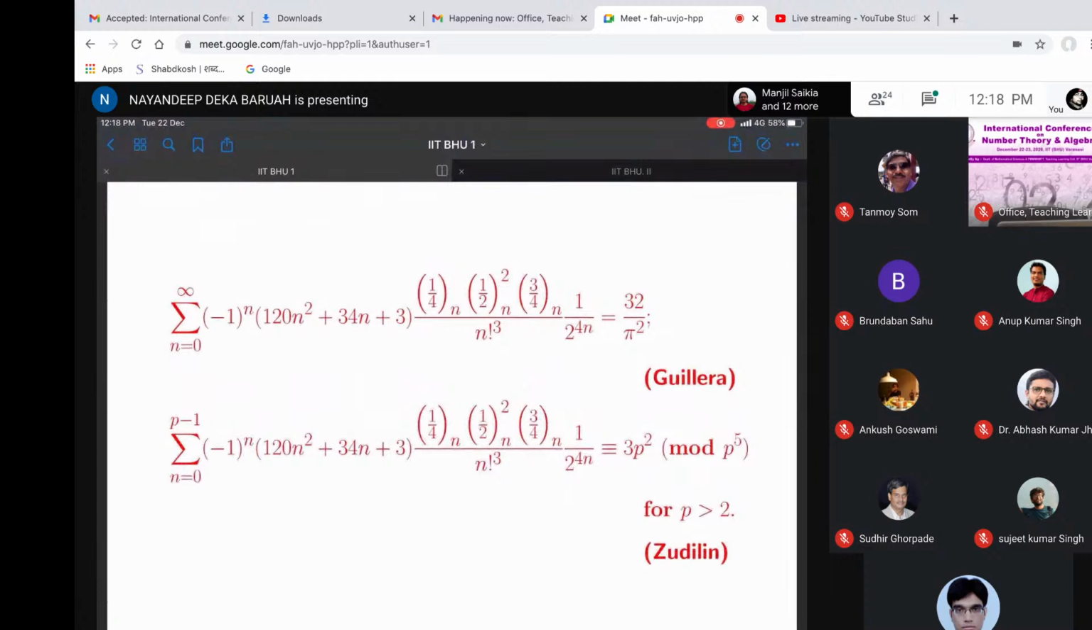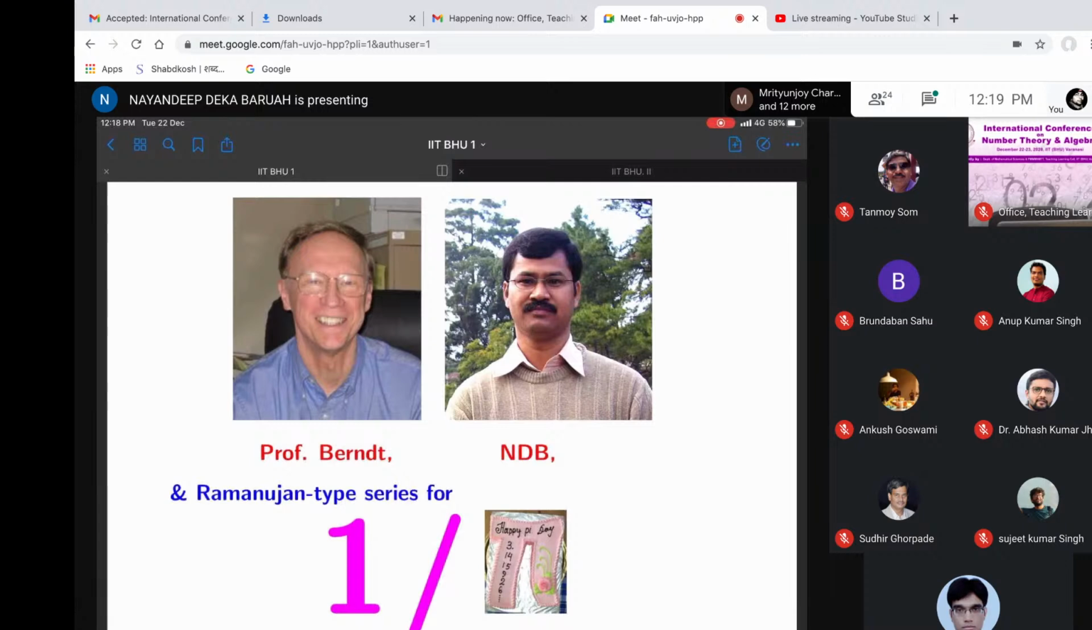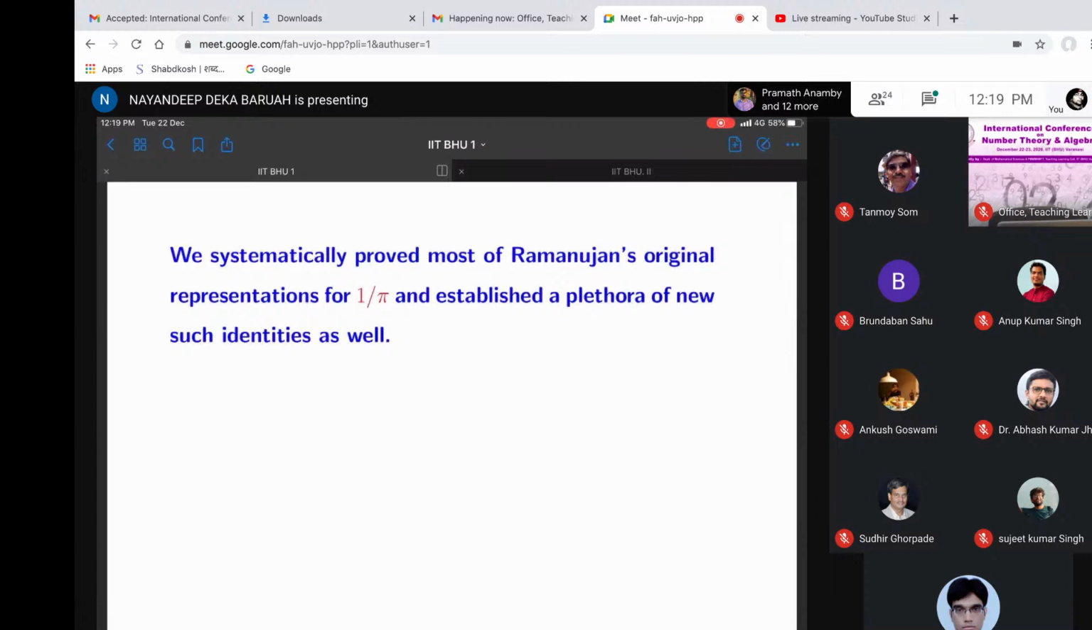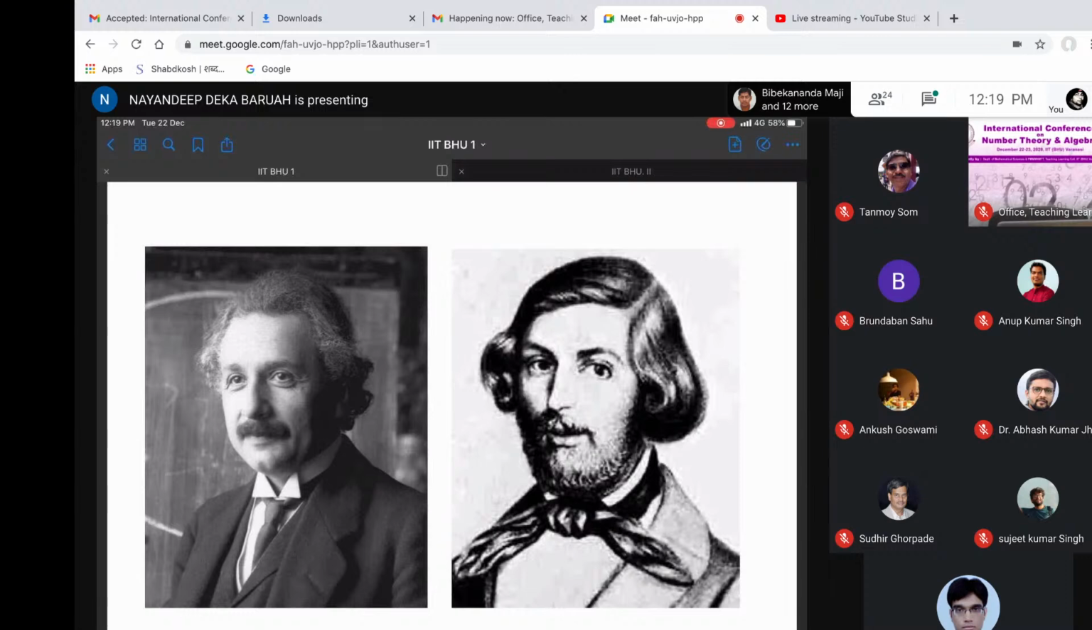And I also, along with Professor Berndt, studied the Ramanujan series for 1 over pi. In fact, what we did: though the Borweins and other people proved Ramanujan-type series for 1 over pi, many of the proofs used modern techniques and other theories developed after Ramanujan's time. So we tried to systematically prove most of Ramanujan's original representations for 1 over pi, and we also established a plethora of new such identities as well. What we used are some representations for Eisenstein series. On the left-hand side is a famous Eisenstein series, and on the right-hand side we have another Eisenstein series.